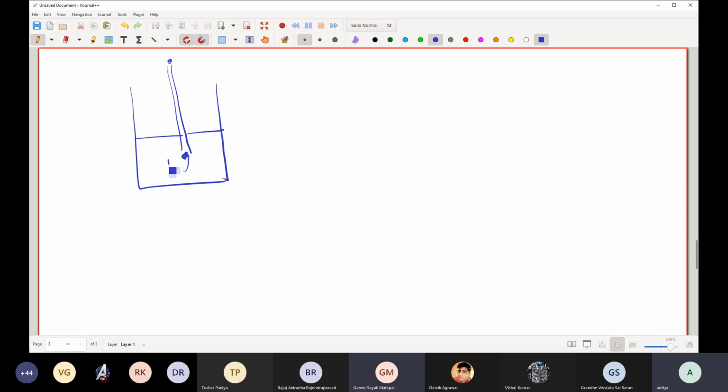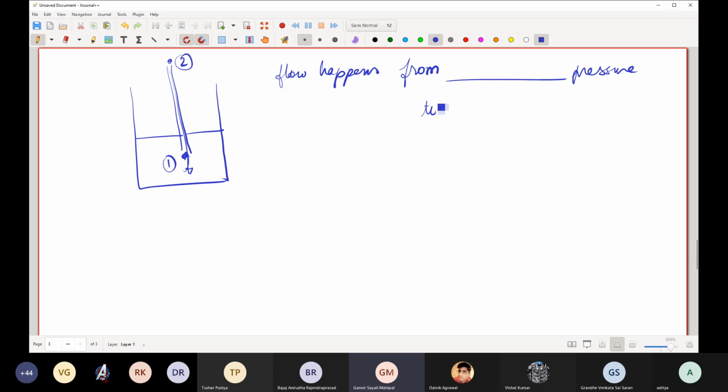So this is point 1, point 2. Which pressure should be higher? Point two. If the pressure at point 2 is larger, then you are blowing air into the Pepsi. So the pressure at point 1 has to be higher. We know that flow happens from higher pressure to lower pressure. So this is high, this is low, flowing from point 1 to point 2.